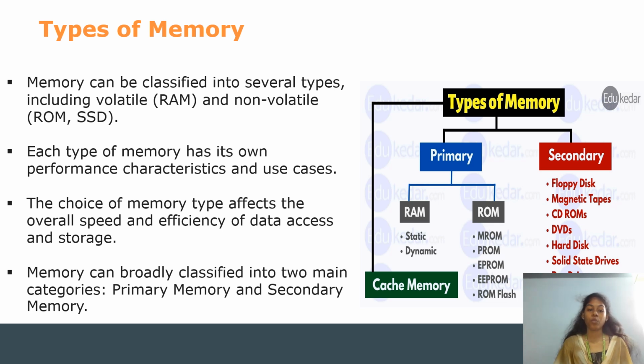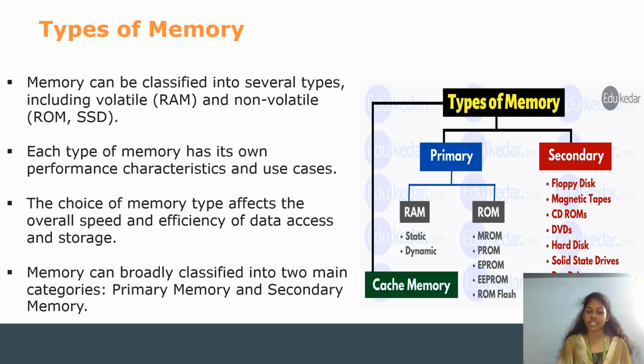Types of memory. Memory can be classified into several types including volatile RAM and non-volatile ROM and SSD. Each type of memory has its own performance characteristics and use cases. The choice of memory type affects the overall speed and efficiency of data access and storage. Memory can broadly be classified into two main categories, as I already said: primary memory and secondary memory. Here we can see the same flowchart and some more examples.